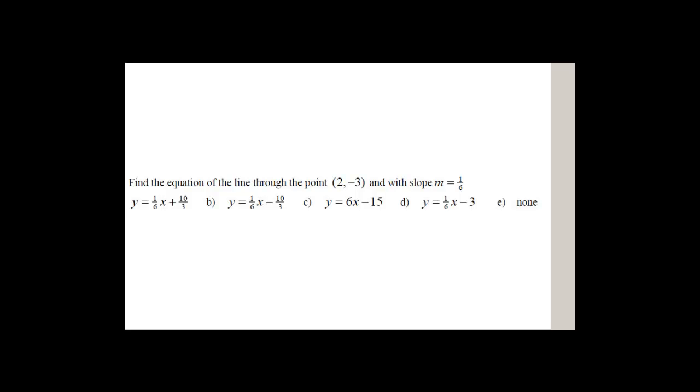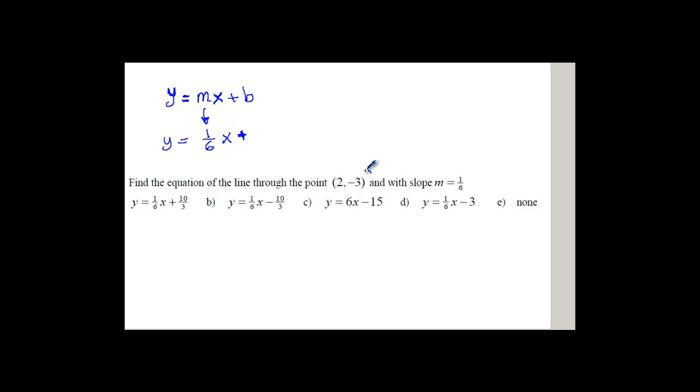Find the equation of the line. So what is the general equation of the line? The general equation of the line in the slope-intercept form would be y is equal to mx plus b, which equals 1/6x minus 3. Okay, so y is equal to 1/6x plus, but Nicole, we don't have a y-intercept here, do we?